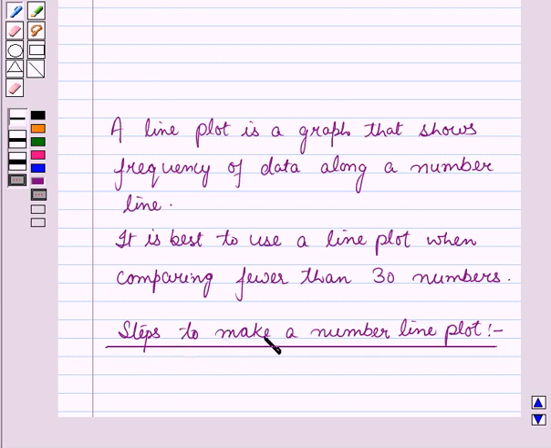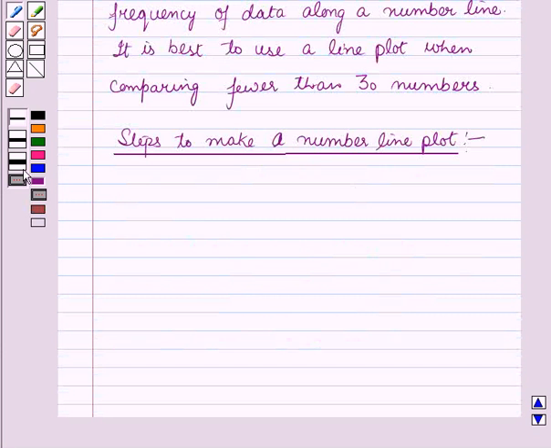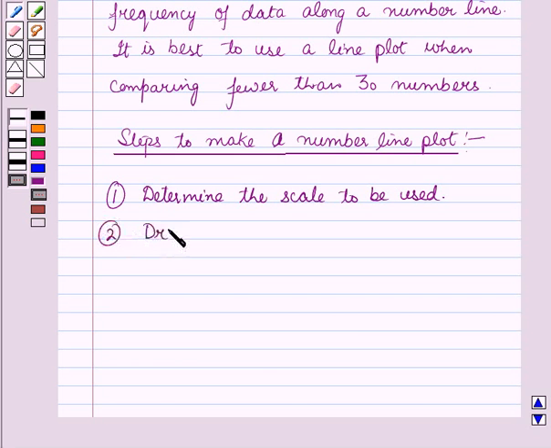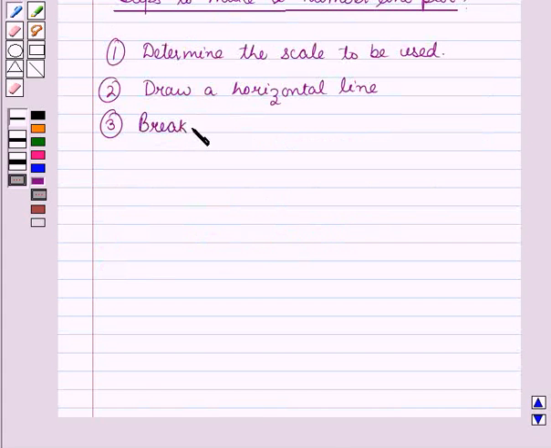Now let us discuss the steps to make a line plot. Once the data is collected, it is time to make a line plot. The first step we will follow is to determine the scale to be used. Then in the second step, draw a horizontal line across the paper. Then in the next step, break the line into equal parts that will hold your scale.